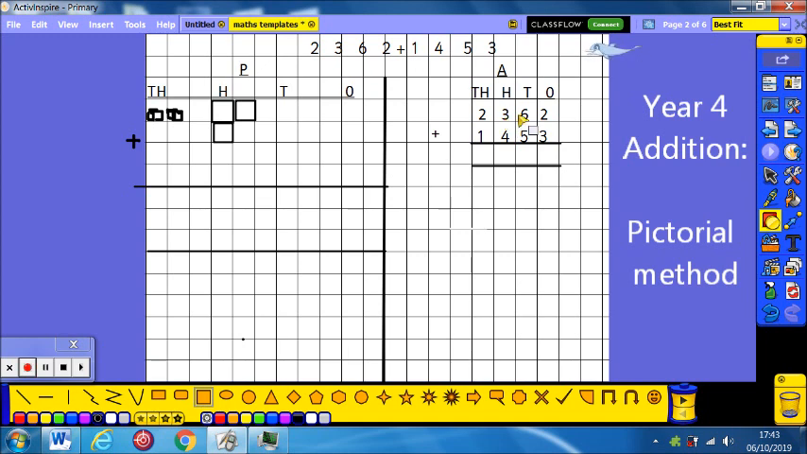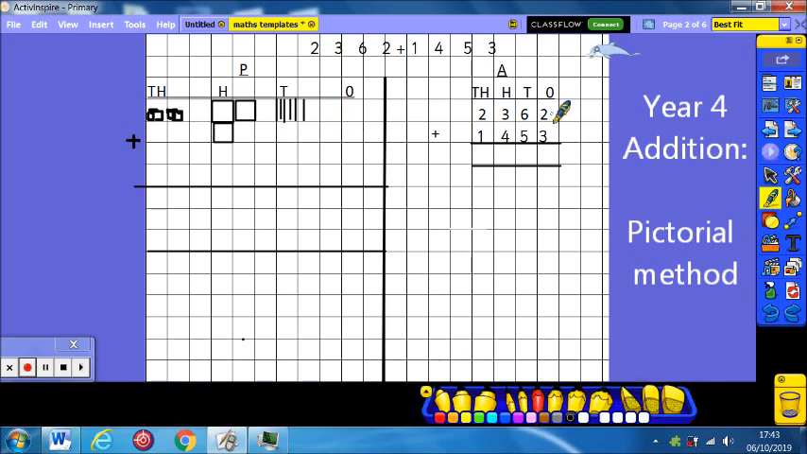Next I need to draw the tens. I've got 6 tens to draw, and we draw these simply as vertical lines, whoops, 1 10, 2 tens, 3 tens, 4 tens, 5 tens, and 6 tens, and then we need to draw the ones, and we draw these as dots. So I've got 2 ones, so I'm just going to draw 2 dots.